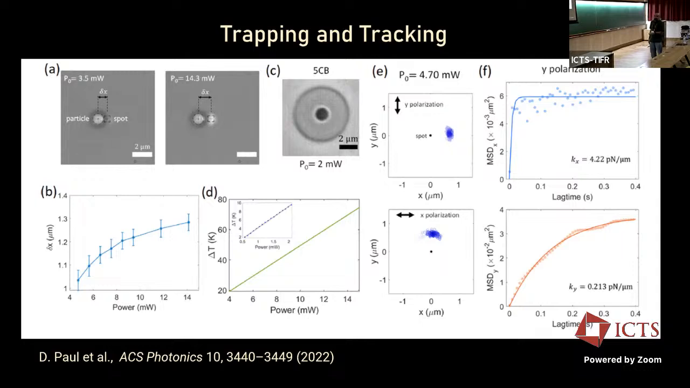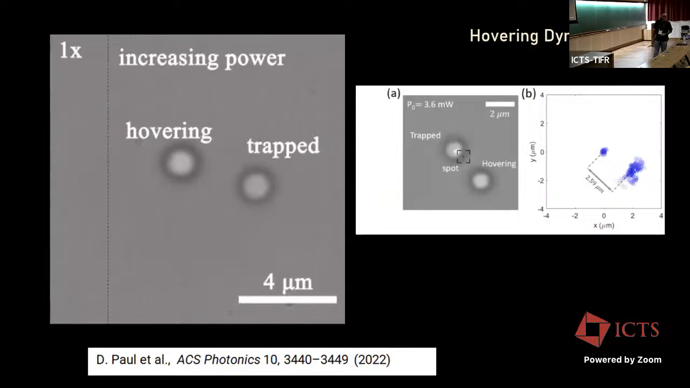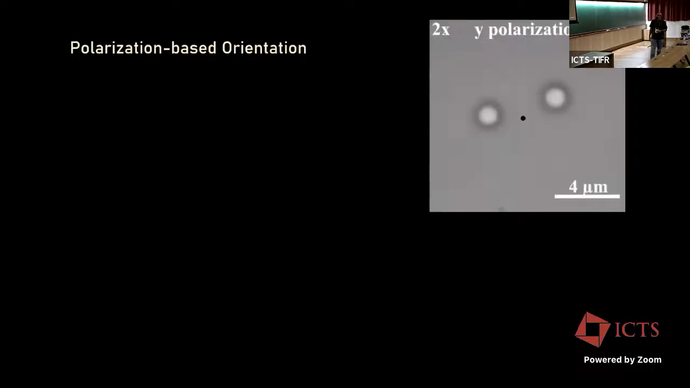You can also see that orientation can be played around with, and you can do systematic studies. You can also create some very interesting dynamic architectures, where you have a trapped object and a hovering object. And you can play around with the power of the trapping illumination so that the hovering object keeps going back and forth, and you can study the dynamics of that. You can measure with reasonable accuracy the mean square displacement, etc., and extract some very fascinating dynamics. You can also orient them.